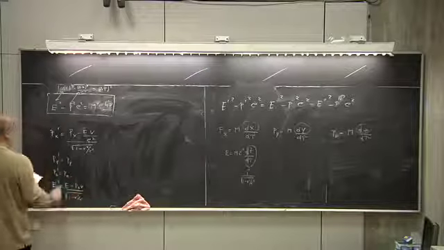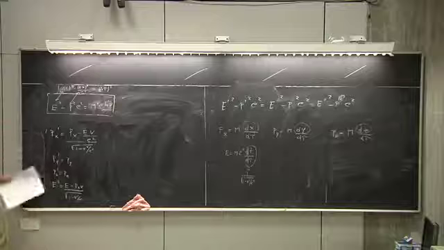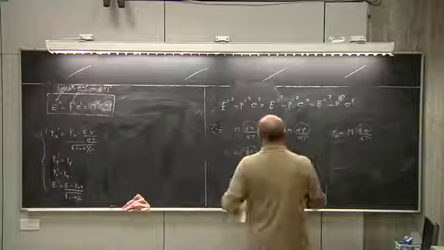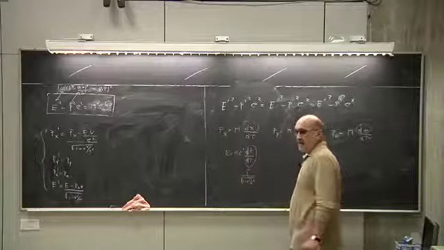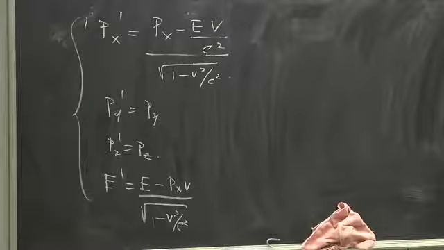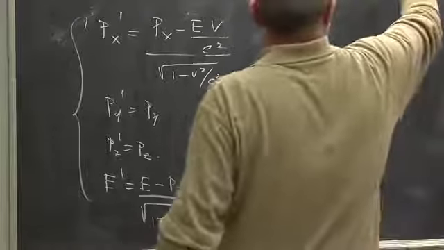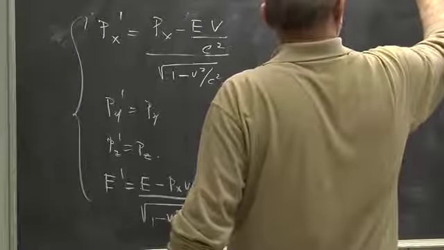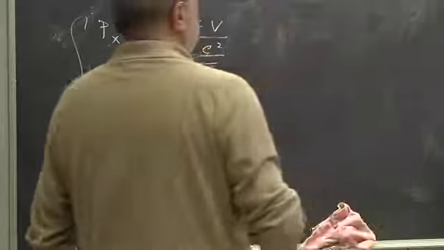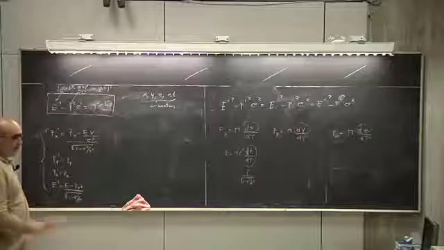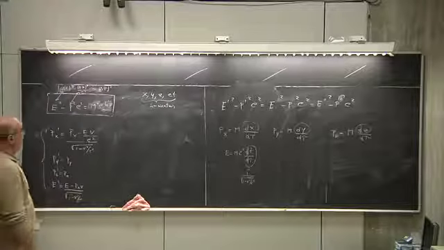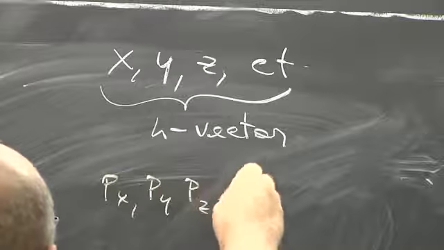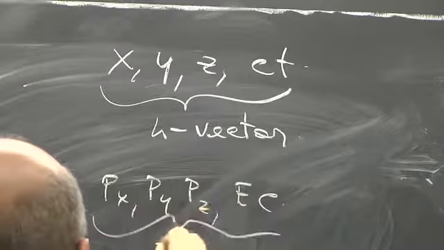So if I ask you, how did you derive these things? Well, I derived them by using this expression and knowing how x and dx change under a Lorentz transformation. So x, y, z, and ct make what is called a 4-vector. We will get to that. And the same, px, py, pz, and E over c make another 4-vector.